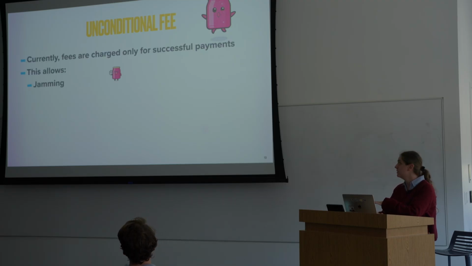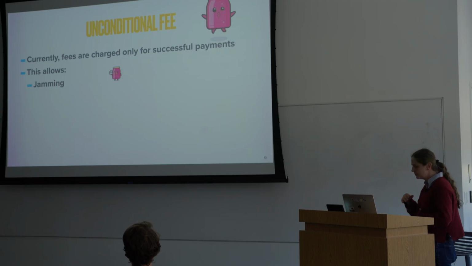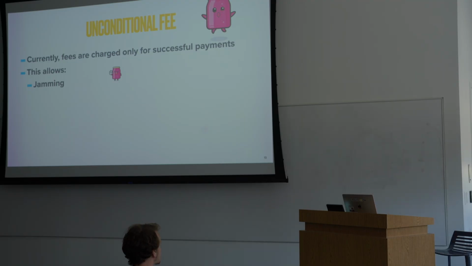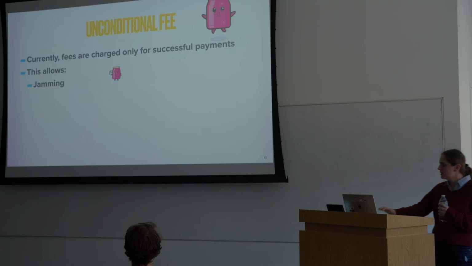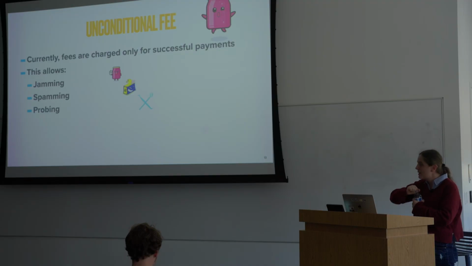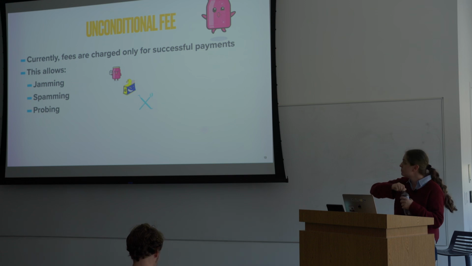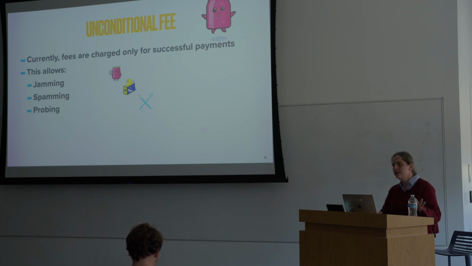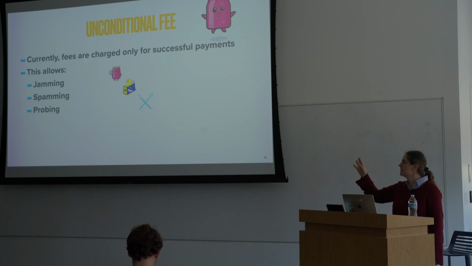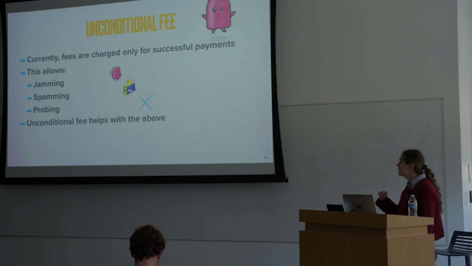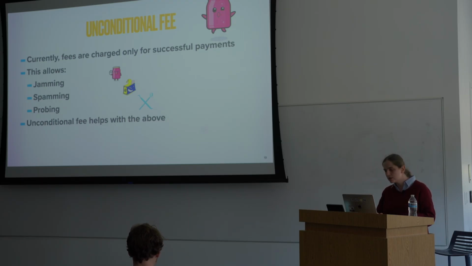Fees currently are charged only for success. This allows jamming. It also allows spamming. It allows probing, which is an attack on privacy in the Lightning Network. There's a whole world of problems that come from the fact that you pay only for successful payments, and unconditional fees together with jamming protection will also help here.